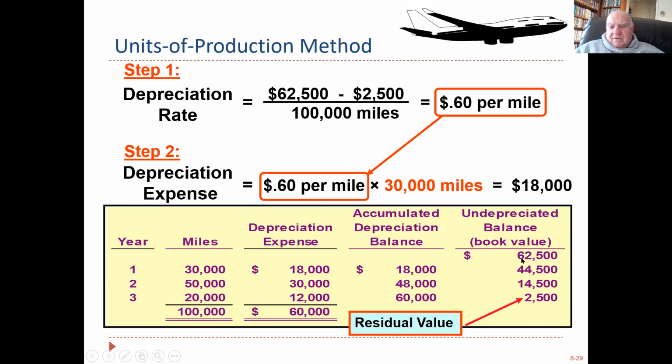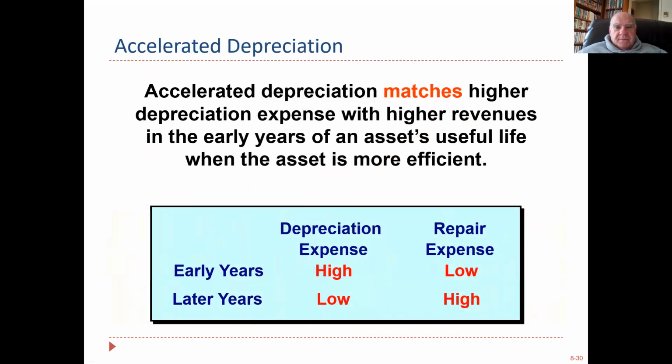The book value went down by 18 to 44. Then it went down by 30 to 14. And then it went down by 12 to 2,500. At that point, we're done depreciating the car. Now, she may have taken good care of this car, and they might actually get 150,000 miles out of it. But those last 50,000 cannot be depreciated because we've reached the net book value.